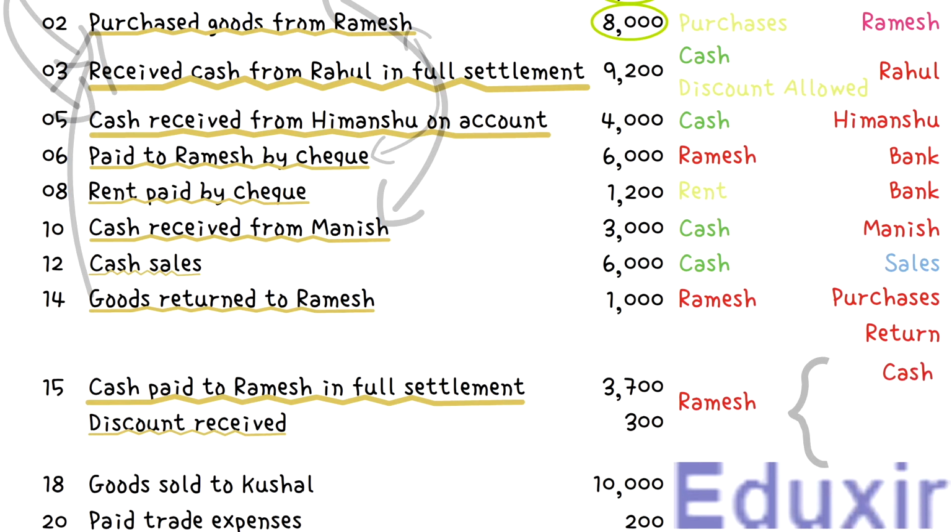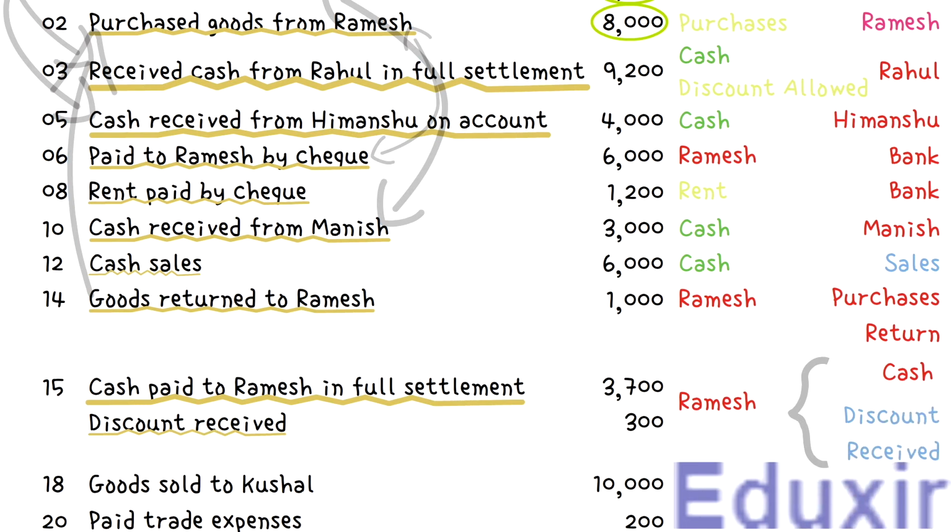At the same time, the business is receiving a discount of 300 rupees. As you know, the discount received is a gain for the business. The rule to record any increase in the gain is to create the corresponding gains account. In this case, the discount received account should be created.